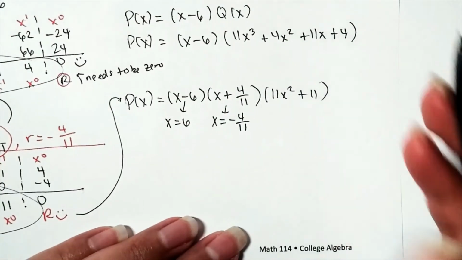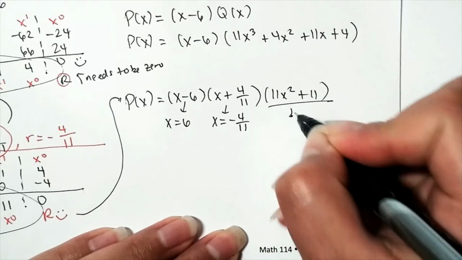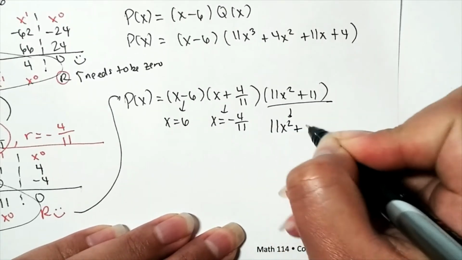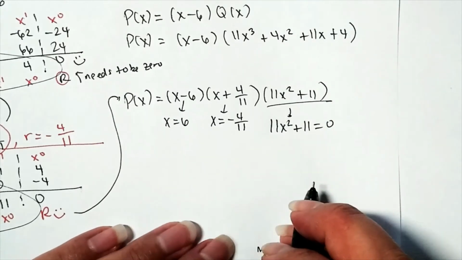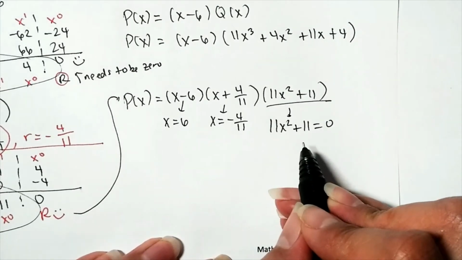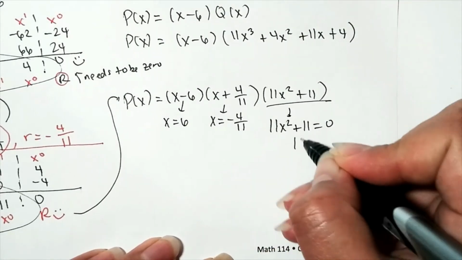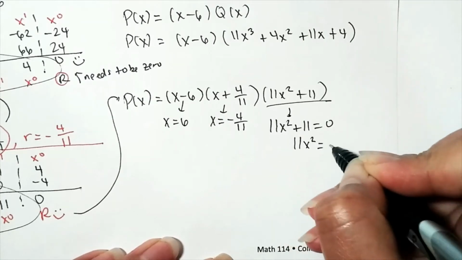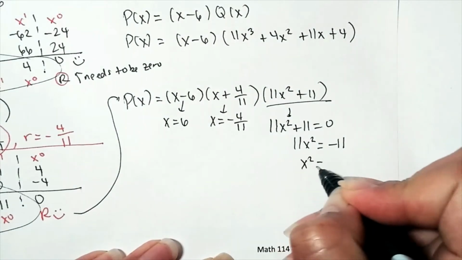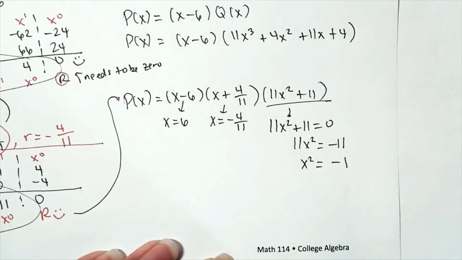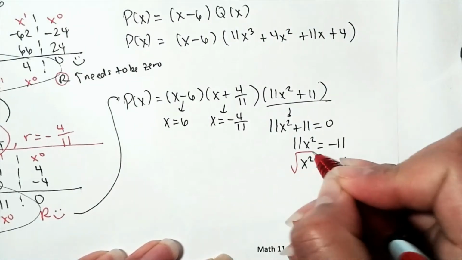To find the additional zeros, we're going to take that third factor and set it equal to 0. I'm out of space, so I'm going to bust out my mental math. When we subtract 11 from both sides, that gives us 11x squared is equal to negative 11. To isolate the squared part, after we divide both sides by 11, that gives us x squared equals negative 1. To finish it off, we're going to apply the square root property and square root both sides.